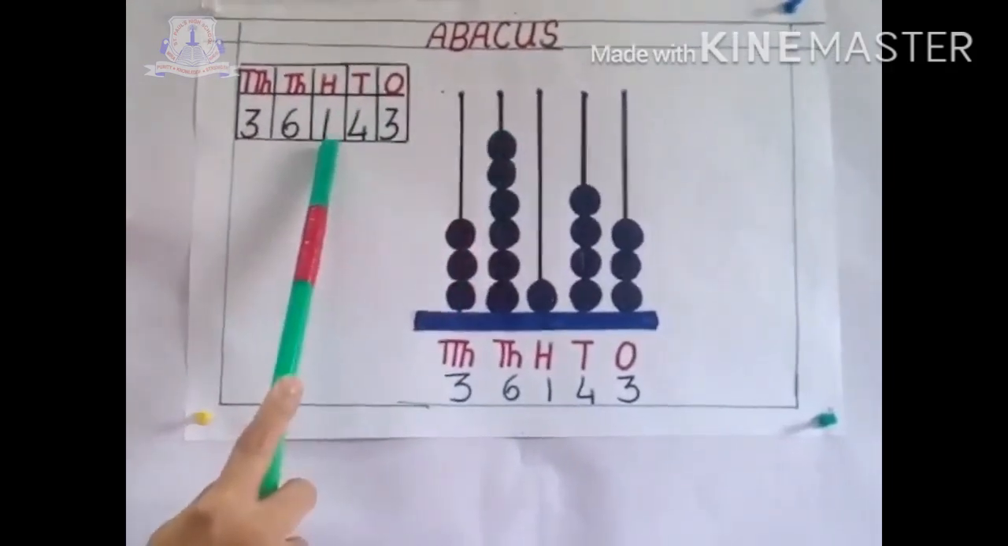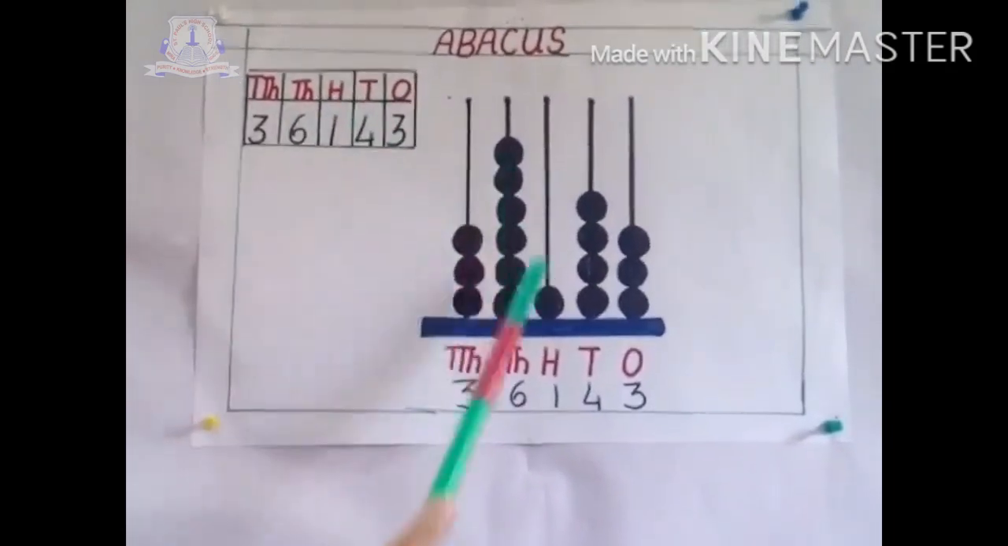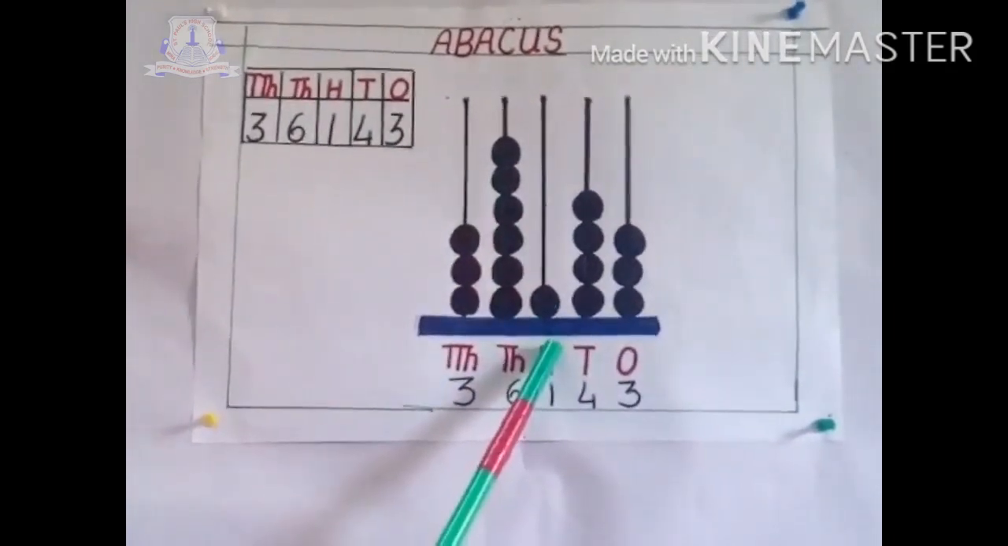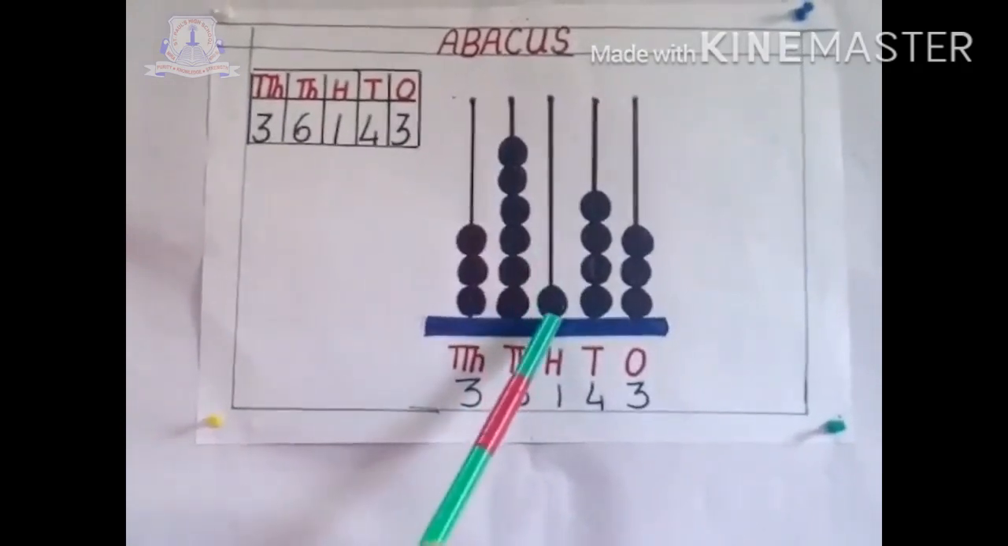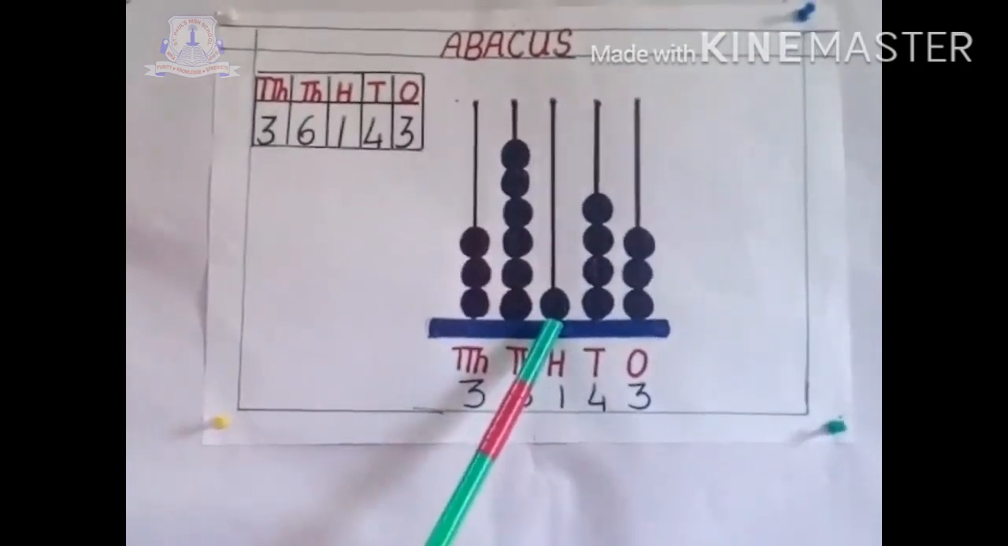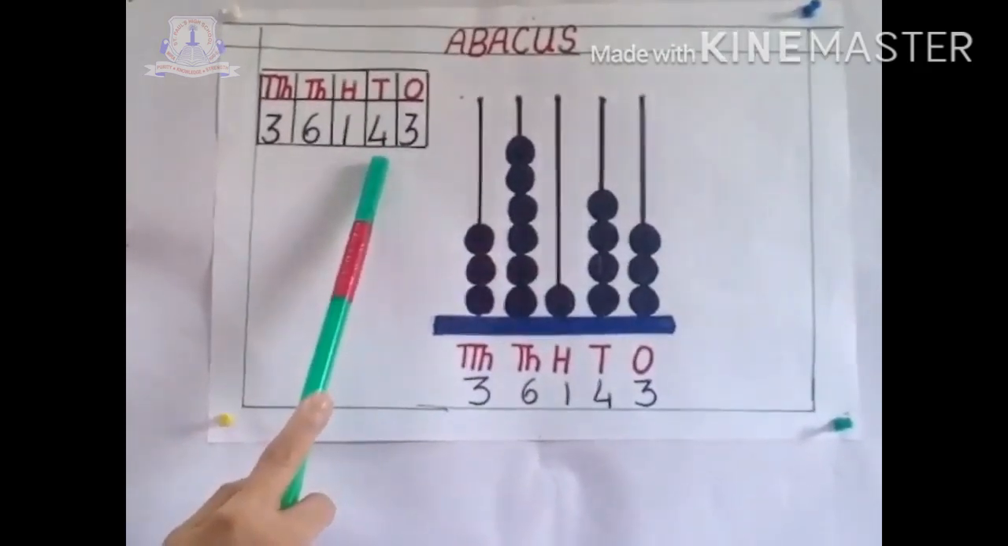The next number is 1, which is in the hundreds place. So see here in the hundreds place you have to draw 1 bead. See, I have drawn 1 bead over here. Next, the number in the tens place is 4.